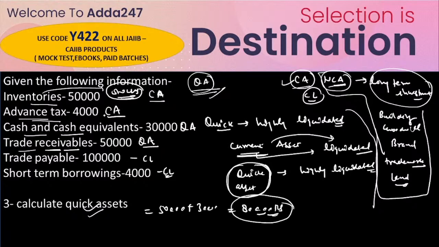Okay, so in this particular information, inventories and prepaid expenses, or say advance tax, are not part of the quick asset. Inventories are current assets, advance tax is a current asset, but both of them are not quick assets. Prepaid expenses and inventories, or say stocks, are not part of the quick asset, while cash and account receivables are part of the quick asset. So the answer to this question would be 50,000 plus 30,000, and that would be equal to 80,000 rupees. So this is how we calculate.